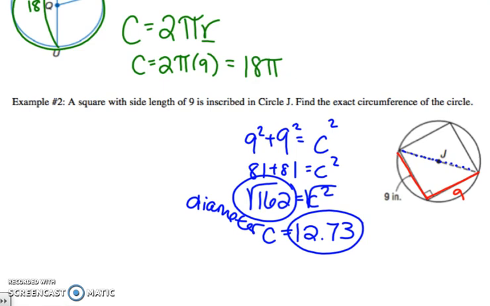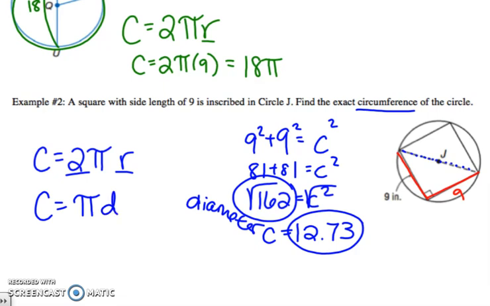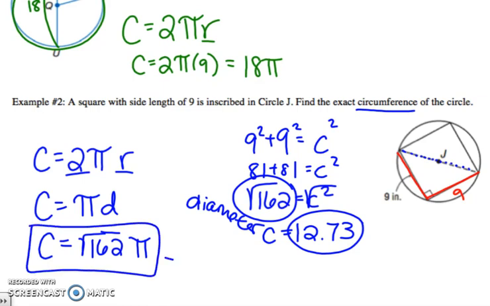Okay, so to find the circumference, I know circumference equals 2 pi times the radius. An interesting thing, I know 2 of the radiuses is the same as the diameter. So you could also say that circumference equals pi times the diameter. So I could now say that square root of 162 pi would be my most exact answer. Or I could say the circumference is 12.73 pi. Okay, so that would be the circumference of that circle.